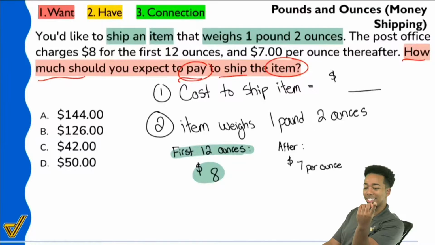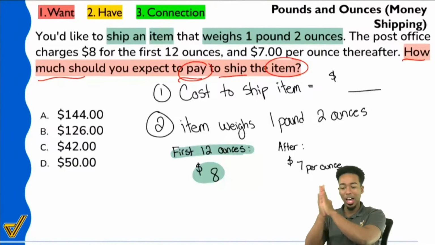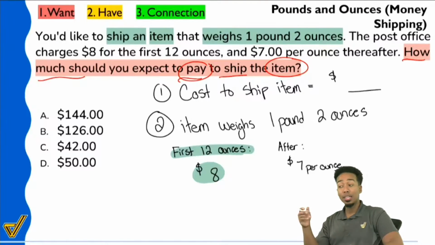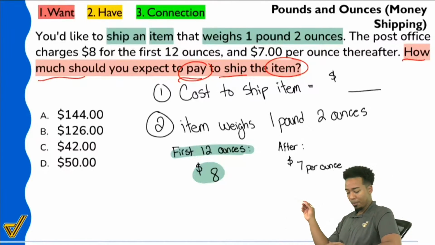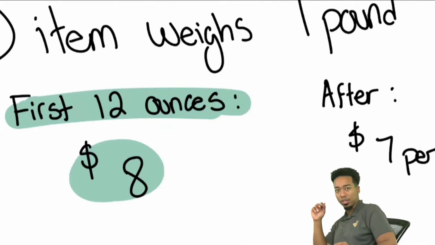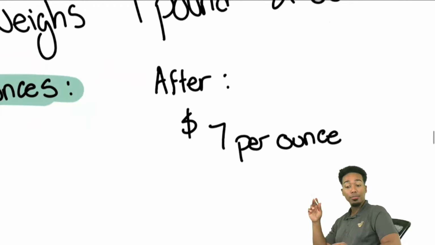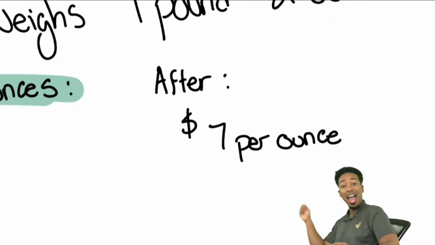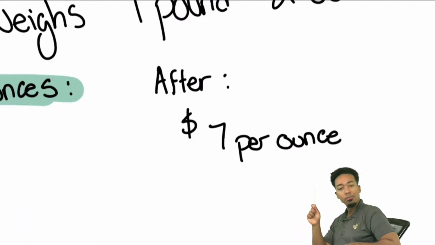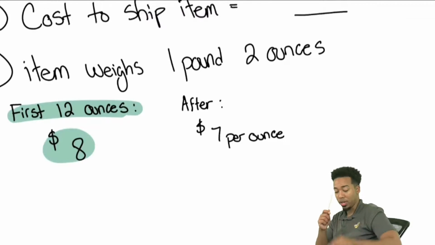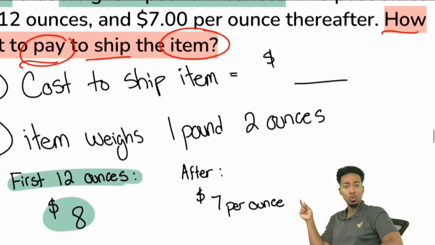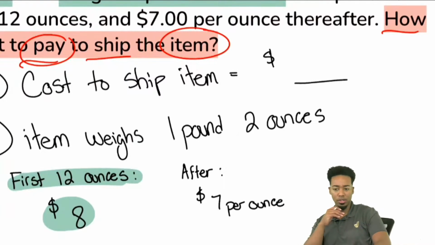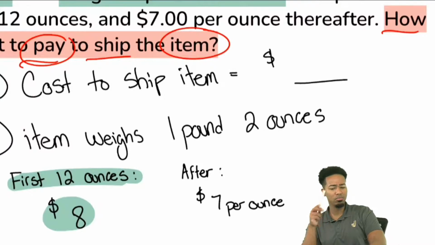Akila, there we go. Oh, I love seeing that. So Akila said, hey, we need to convert because this is all in ounces. Everybody, do you notice this? First 12 ounces, $8. After, it's $7 per ounce. So does it make sense to you, as the viewer here, that I should probably figure out how much this 1 pound, 2 ounces is as just ounces? Does that make sense to you?